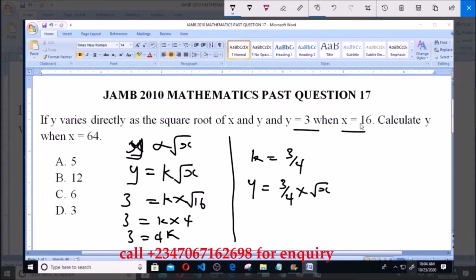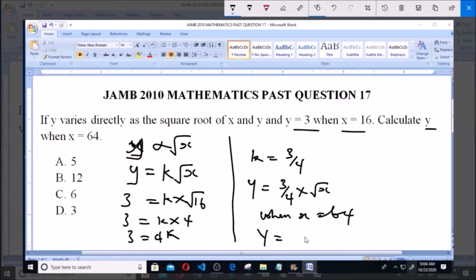Now we're asked to find y when x is equal to 64. So when x is equal to 64, y will be equal to 3 over 4 multiplied by the square root of 64, which is equal to 3 over 4 multiplied by 8. Now 4 into 8 is 2. 3 times 2 is equal to 6, meaning that when x is equal to 64, y is equal to 6, and that is option C.